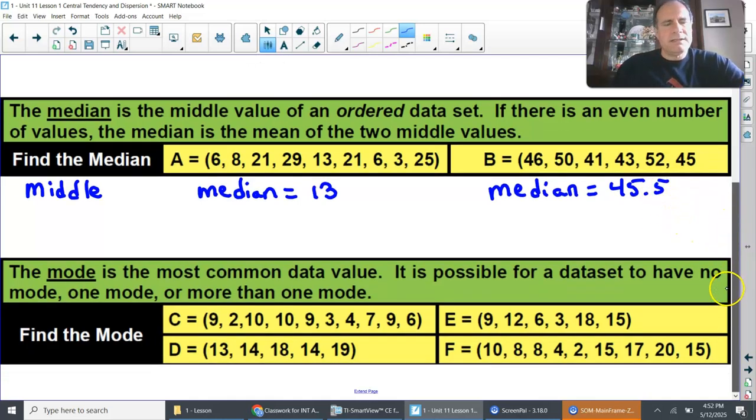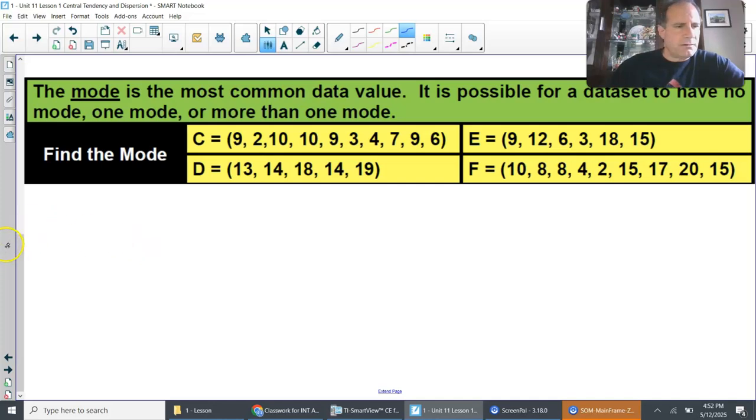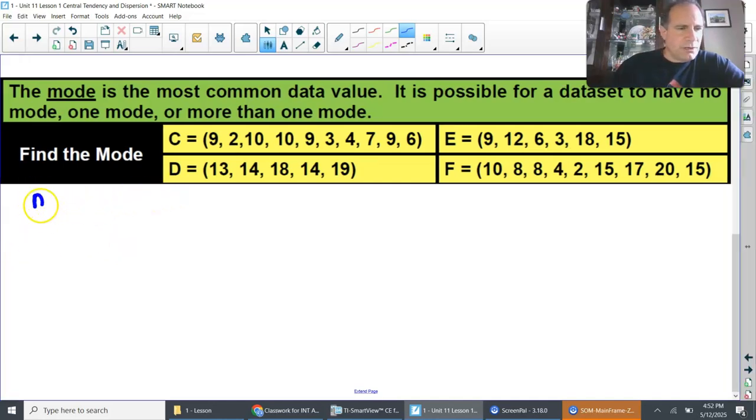So the mode is the most common. You don't need a calculator for this. Most common. So we're going to just put "most" here to remind ourselves that we're looking for the most frequently used number. So there are 2 10s, there are 2 9s, there are 3 9s. So 1, 2, 3. 3 9s, there's only 2 10s.